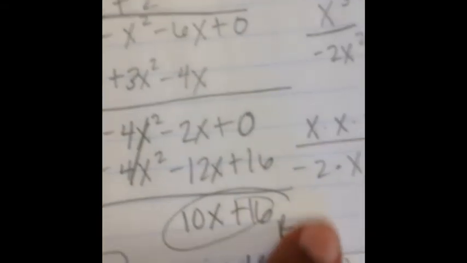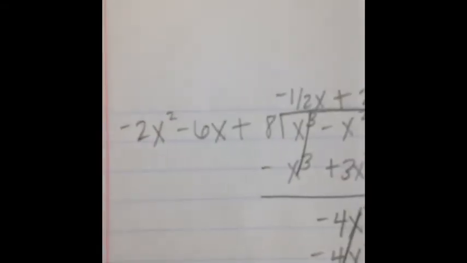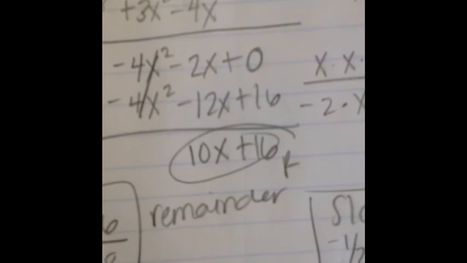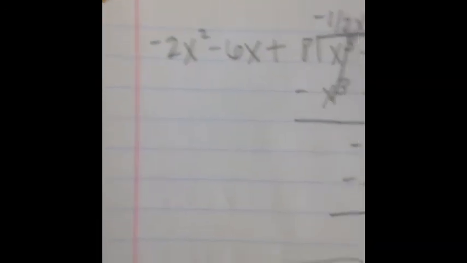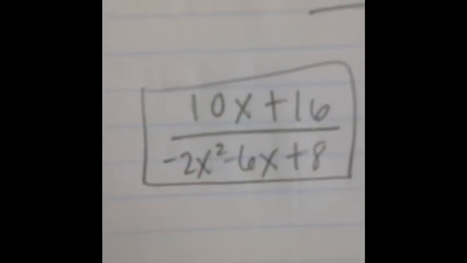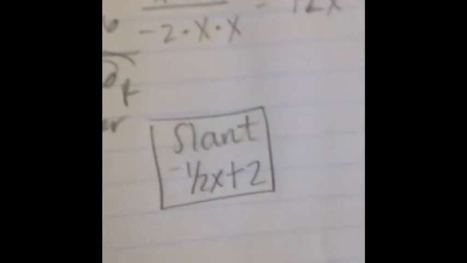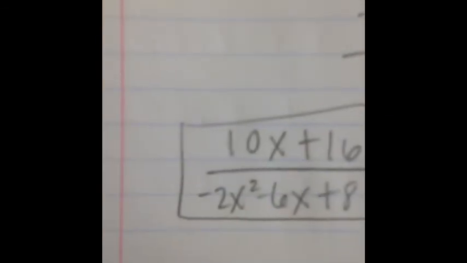And this is going to be my remainder because I can't put 10x into negative 2x squared, so that means I have to stop. So 10x plus 16 is my remainder, and I put that over my denominator, which is that, and my slant comes out to negative 1/2 x plus 2. So that's my slant, and that's my remainder.